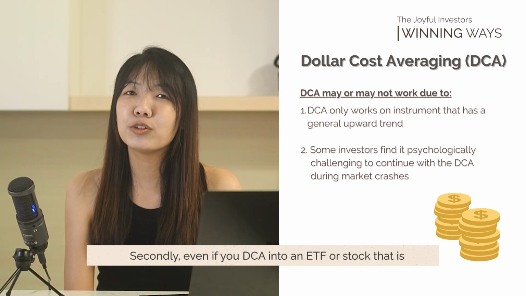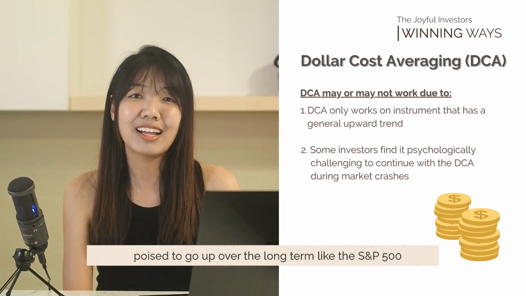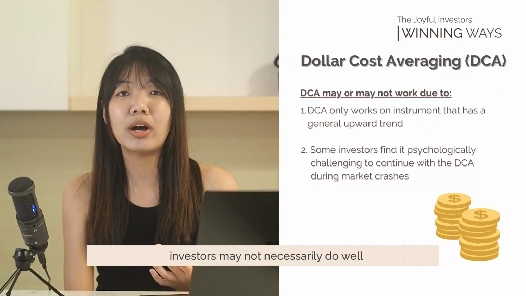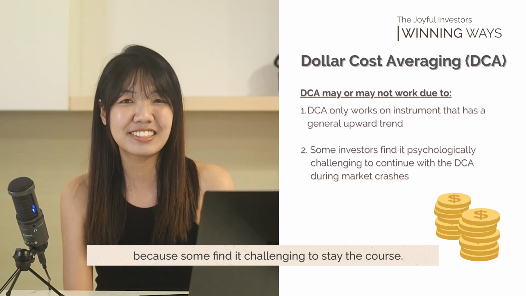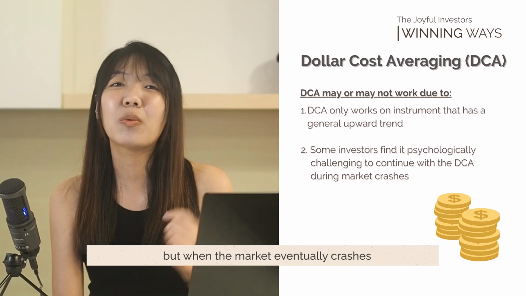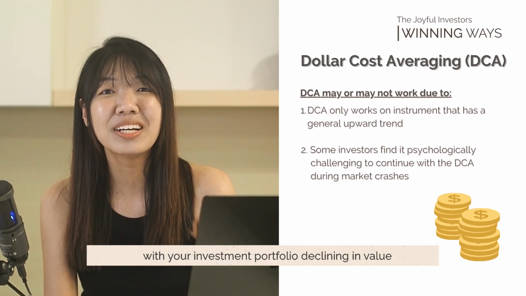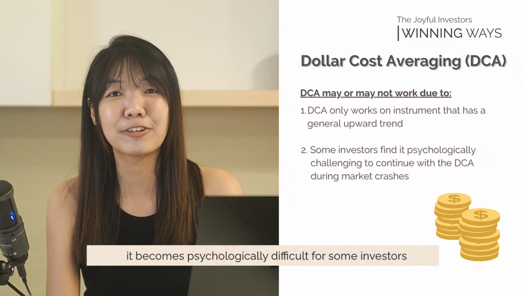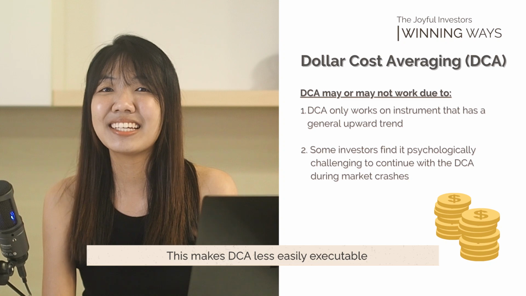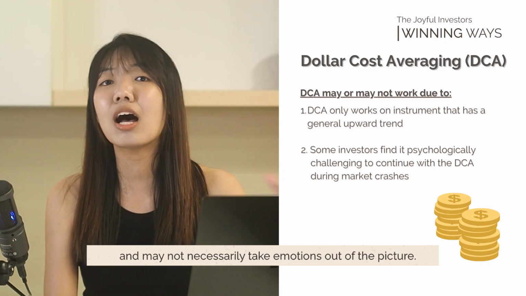Secondly, even if you DCA into an ETF or stock that's poised to go up over the long term, like for example the S&P 500, investors may not necessarily do well because some find it challenging to stay the course. It is easy to DCA when the market is heading upwards, but when the market eventually crashes with your investment portfolio declining in value, it becomes psychologically difficult for some investors to continue to pump in their money. So this makes DCA less easily executable and may not necessarily take the emotions out of the picture.